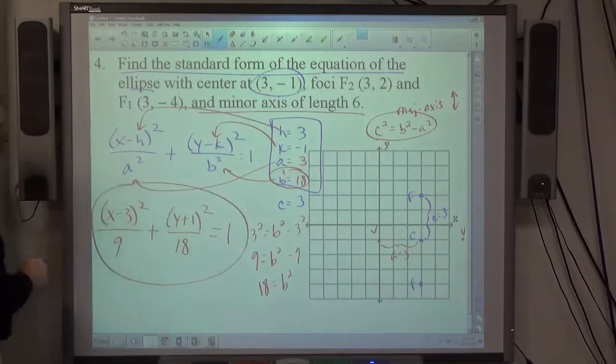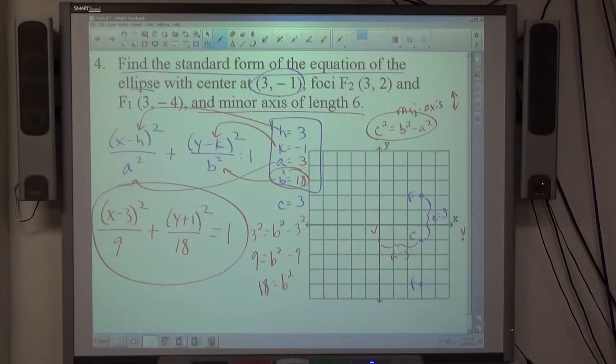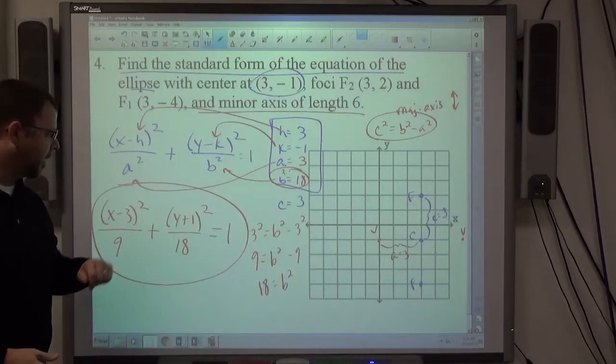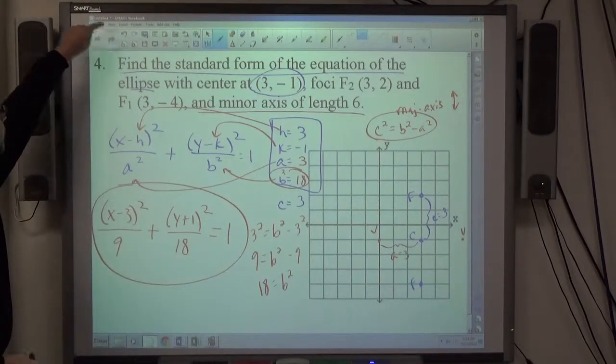And again, the equals 1 is a requirement. If you don't put it on there, you're not going to get full credit. If you left the equals 1 off of this, you get most of the credit. But again, don't forget that equals 1.